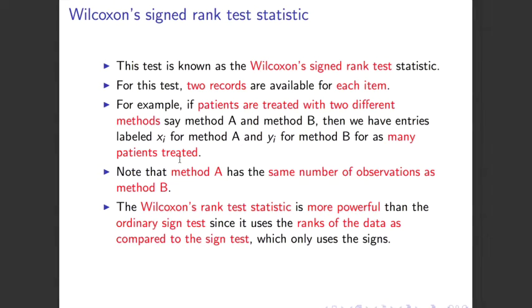So the Wilcoxon rank test statistic is more powerful than the ordinary sign test, since it uses the ranks of the data as compared to the sign test, which only uses the signs. So you remember we did for the sign test, we got the signs of the data, but now we're going to rank the signs. And the general procedure is as follows.